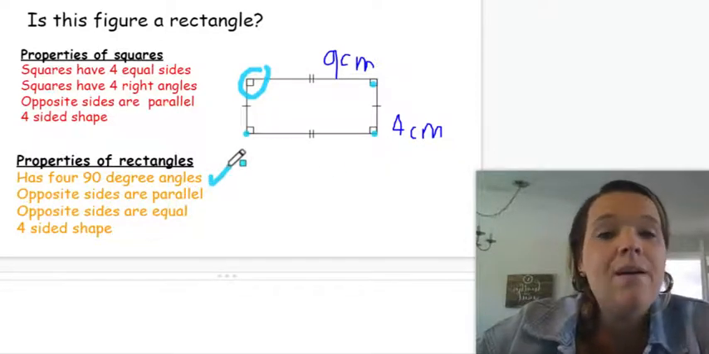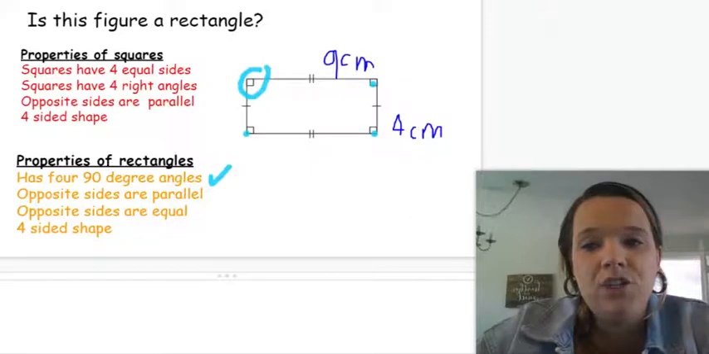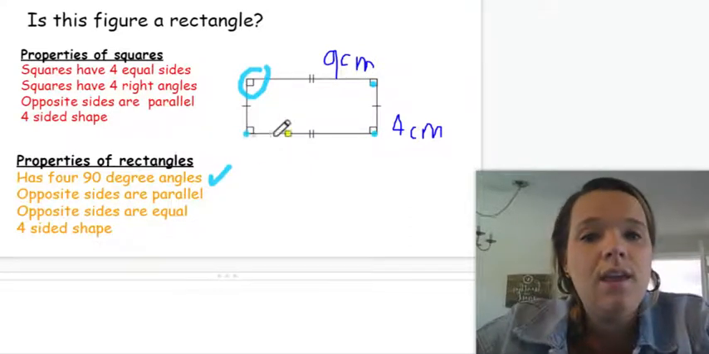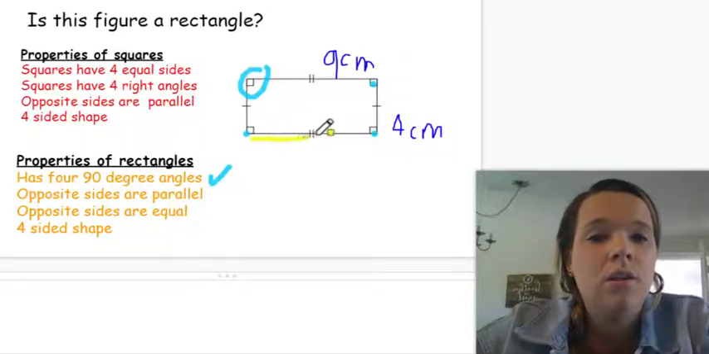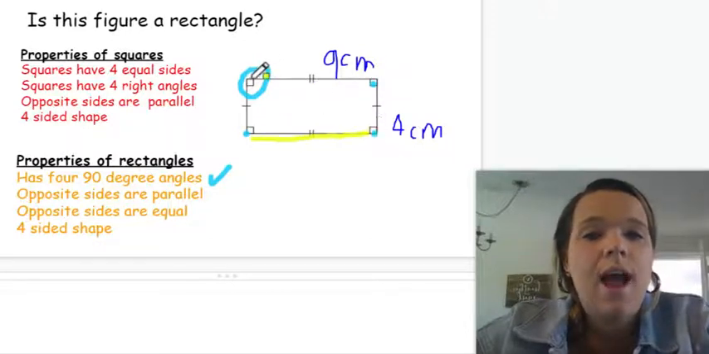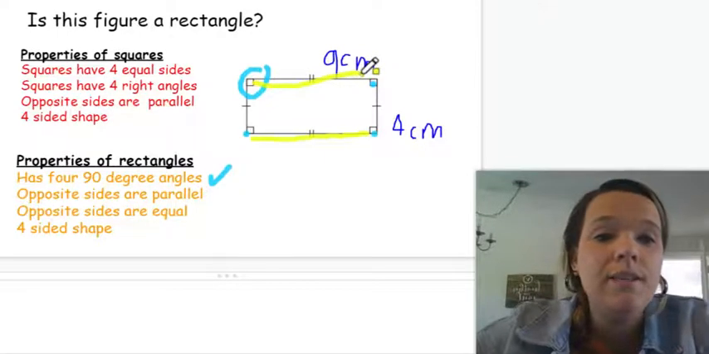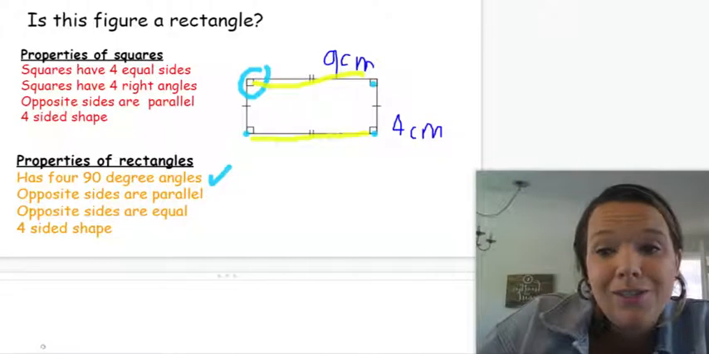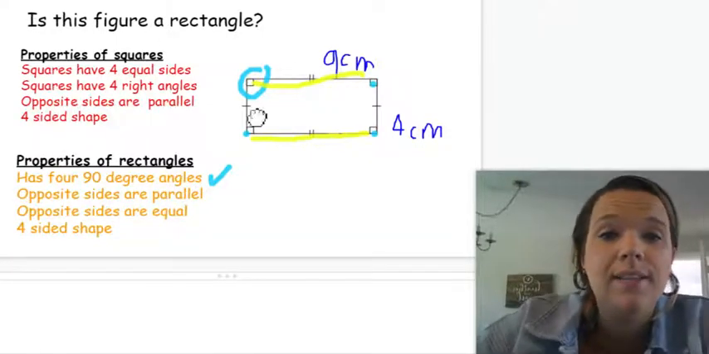Check. Now opposite sides are parallel. I'm going to change colors here. I'm going to look at my vertical and horizontal sides. So if I'm looking at my horizontal sides, which are here and here, I can tell that these lines or segments are an equal distance apart. They're never going to meet. So it appears that that's at least a set of parallel sides.